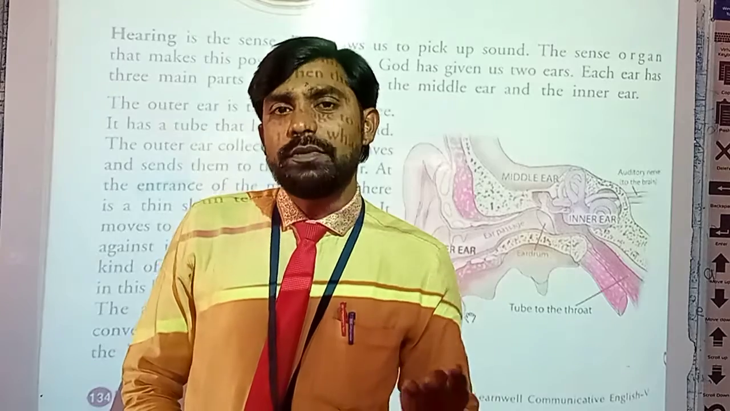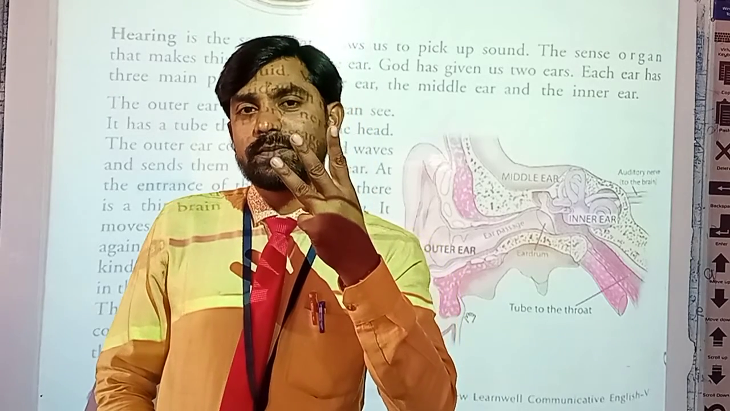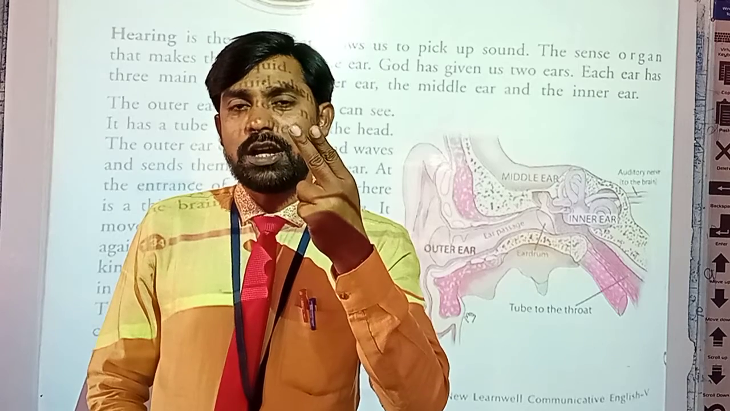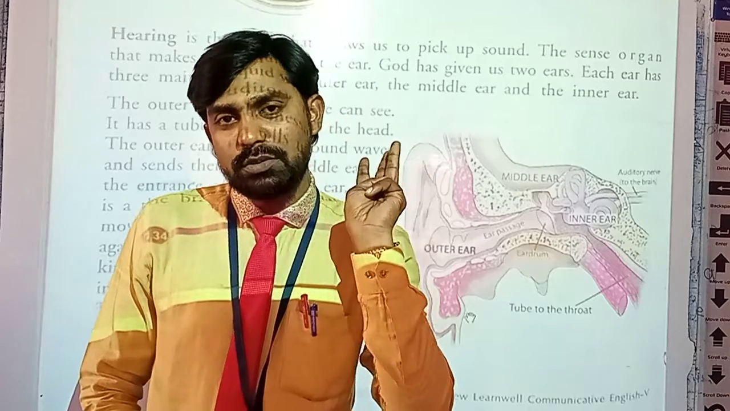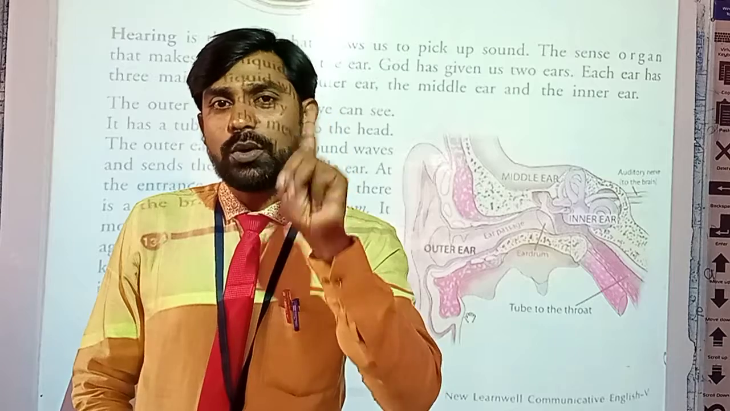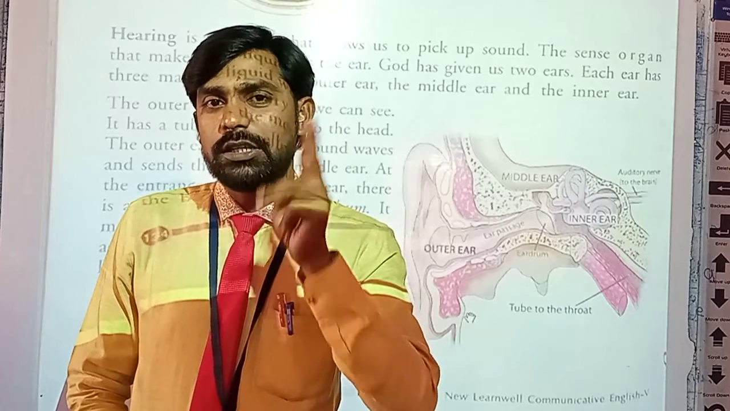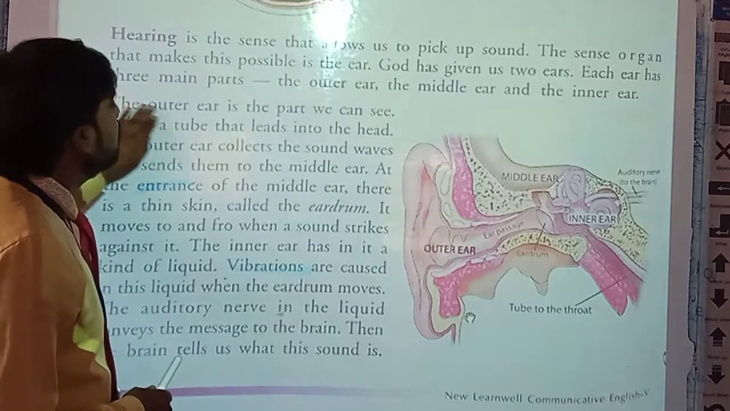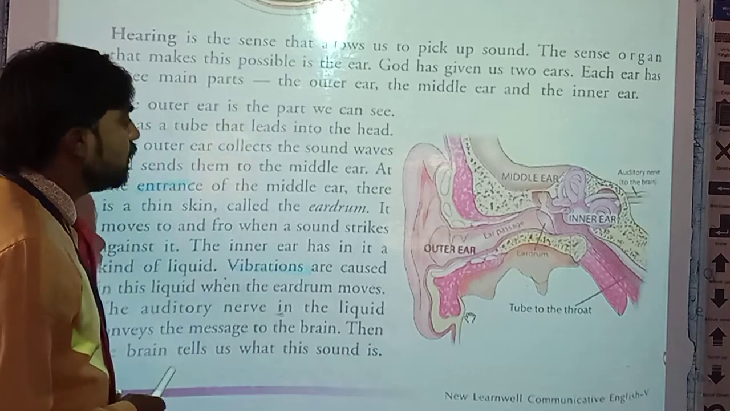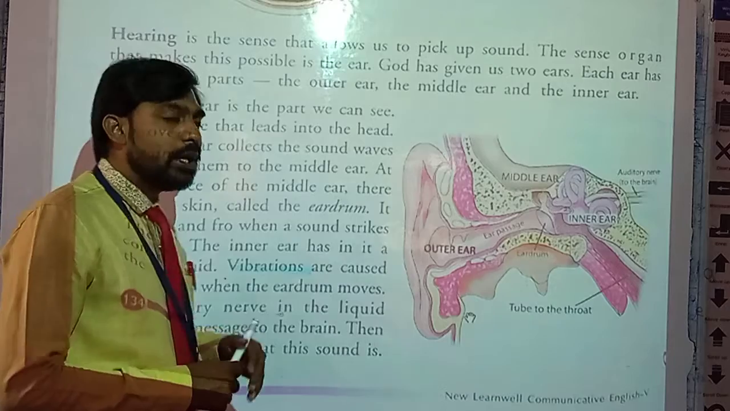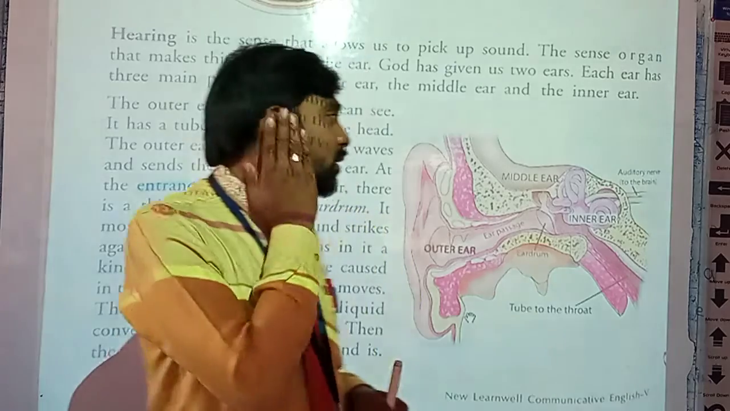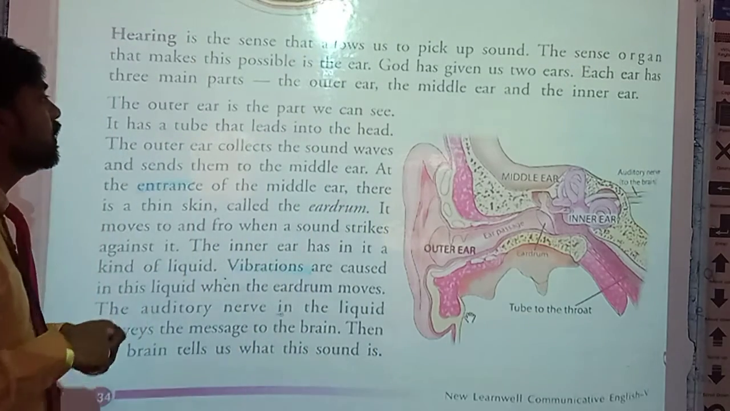About the eyes also we have learned three parts: iris, retina, optic nerve. Here also we are going to learn three parts: outer ear, middle ear and inner ear. The outer ear is the part we can see. When we see an ear, this outer ear is the ear which we can see.